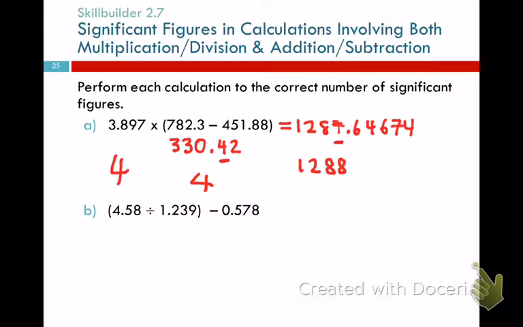I did this calculation tracking sig figs, and then I multiplied it together. I got an answer, the same answer you should have all gotten even before you knew significant figures. And then I rounded it. So do the same thing with this one: 4.58 divided by 1.239.